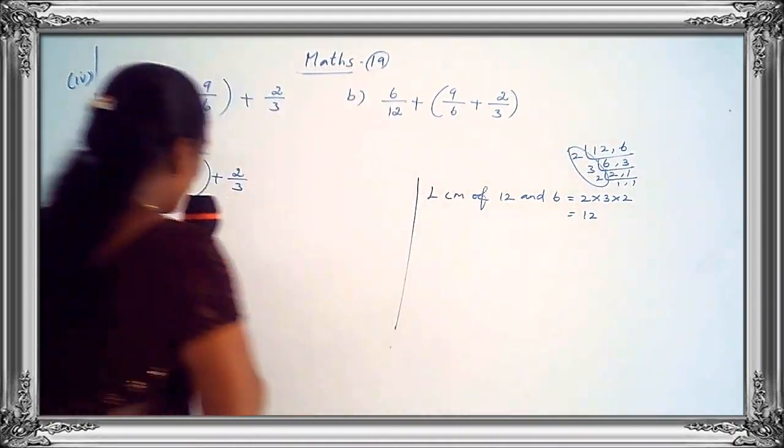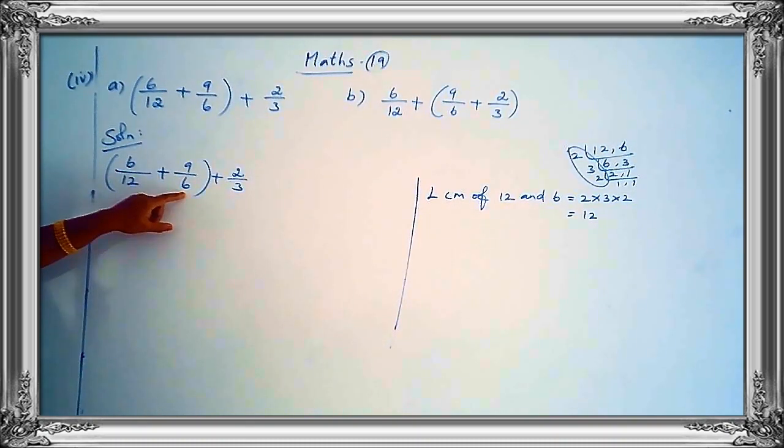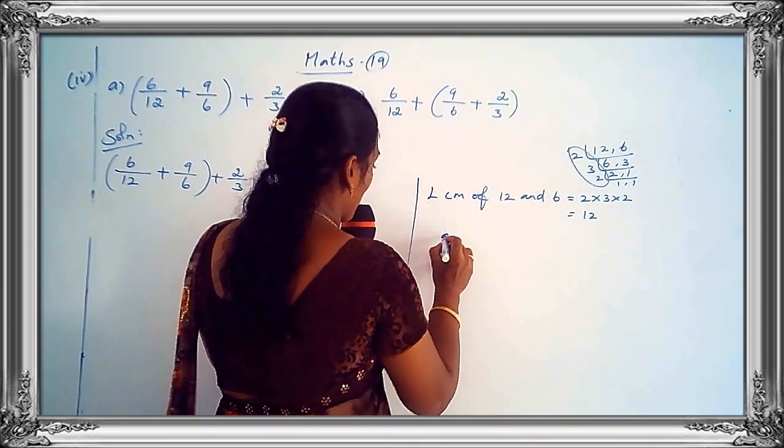Okay, so now என்ன செய்யணும்? உன்னோட டினாமினேட்டர் 12க்கு கொண்டு வரணும். சரியா? LCM கண்டுபிடிச்சாச்சு, இனி டினாமினேட்டர் 12க்கு வரணும். ஸோ ஹியர் ஆல்ரெடி one rational number has denominator 12 only. Okay, so that's why you leave it. Now you come to the next rational number, that is 9 upon 6. Okay, so 9 upon 6.